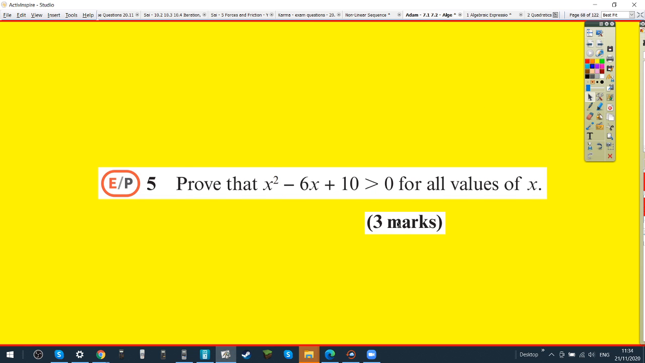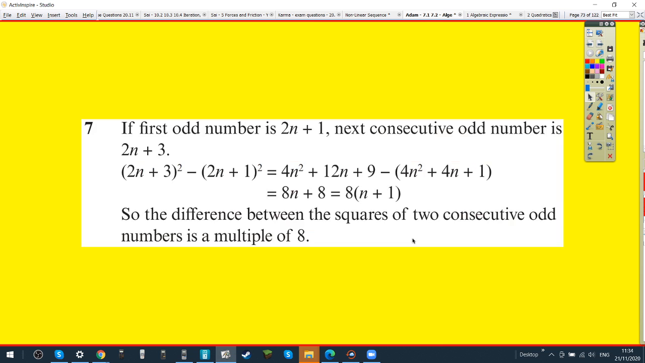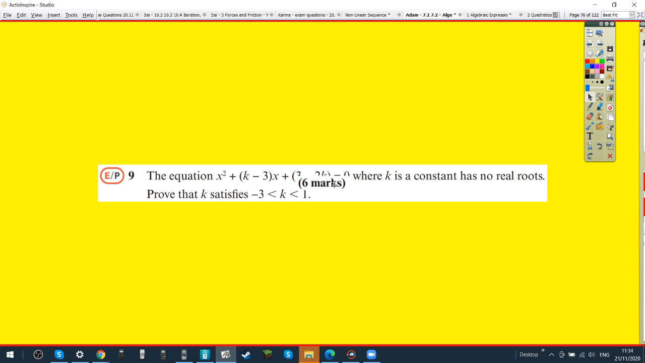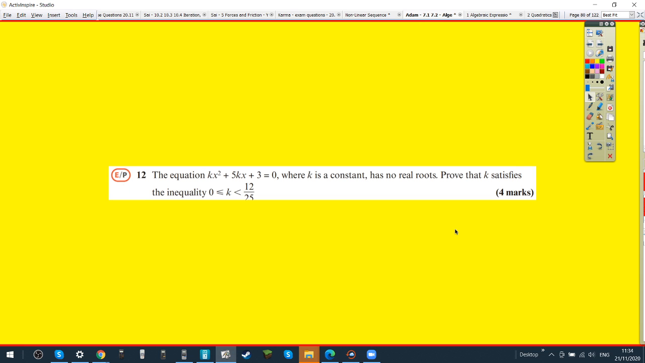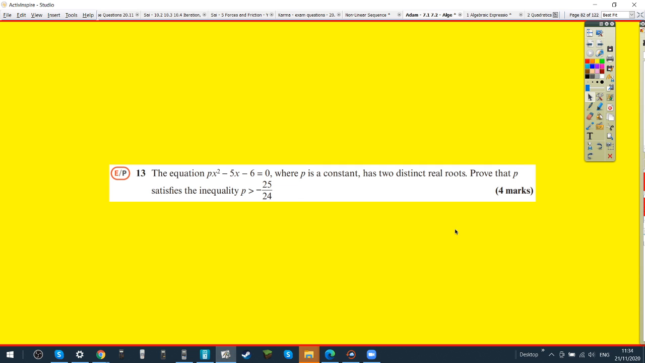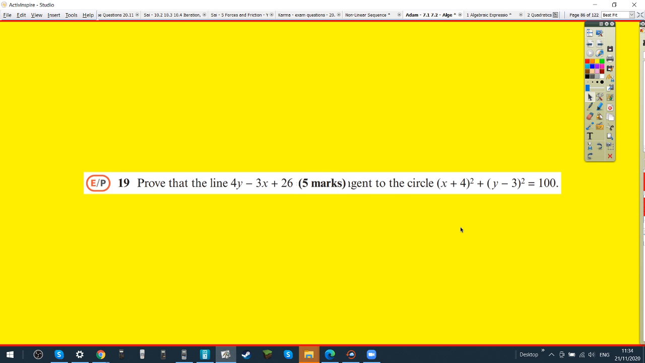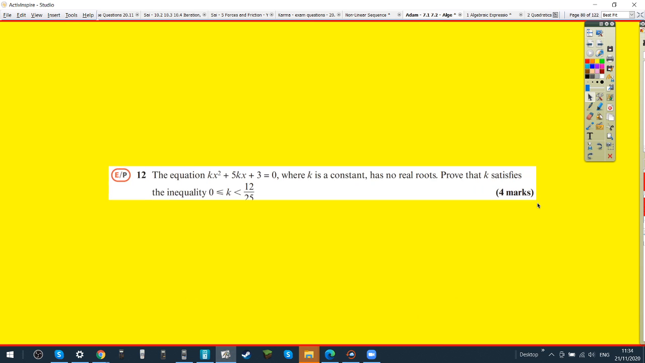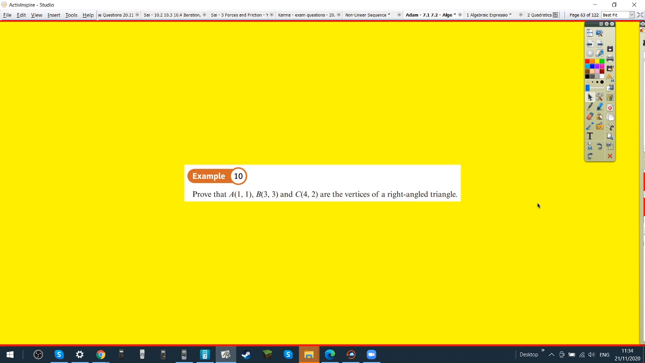Prove that. Okay. Sure. It's a lot of stuff. Let's see.